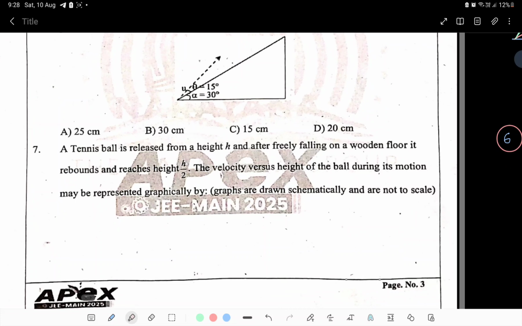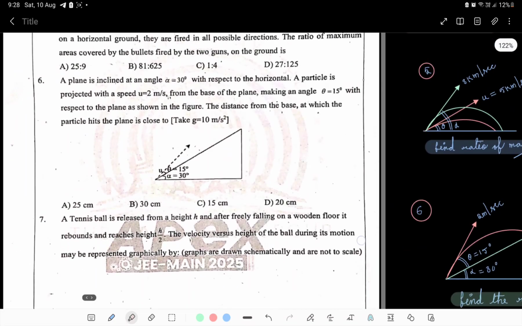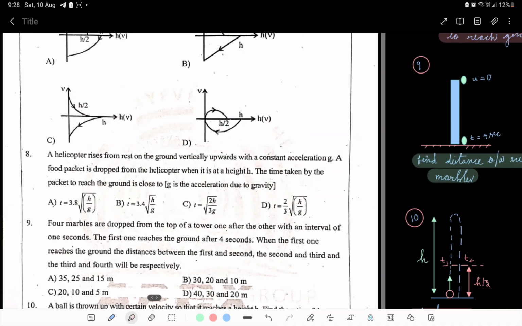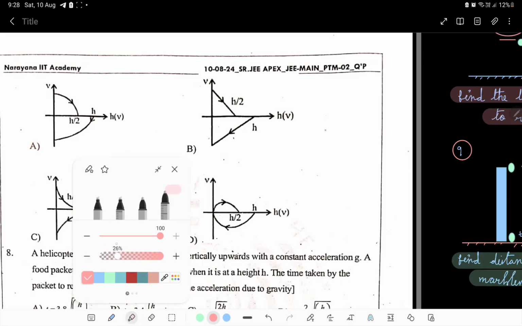So next one: a tennis ball is released from a height h, and after freely falling on a wooden floor, it rebounds and reaches a height of h by 2. The velocity versus height of the ball during its motion may be represented graphically by. So it seems like a previous year question, right? If you solve the previous year question, you can directly go through this option, that is option A. The answer for this question is option A.